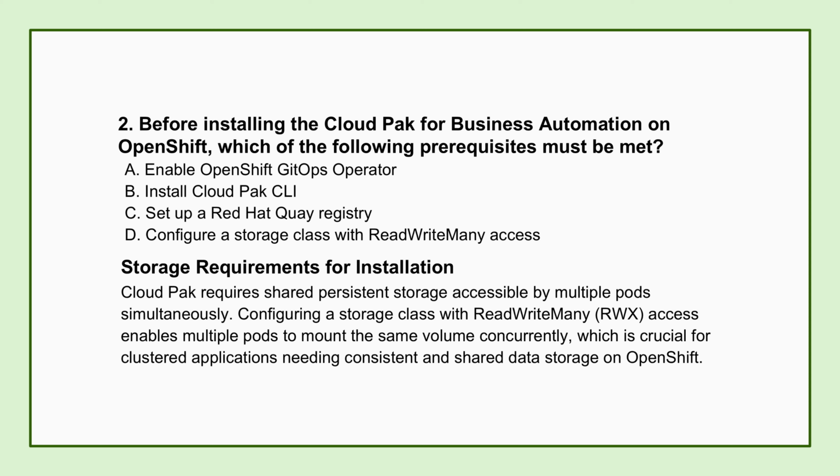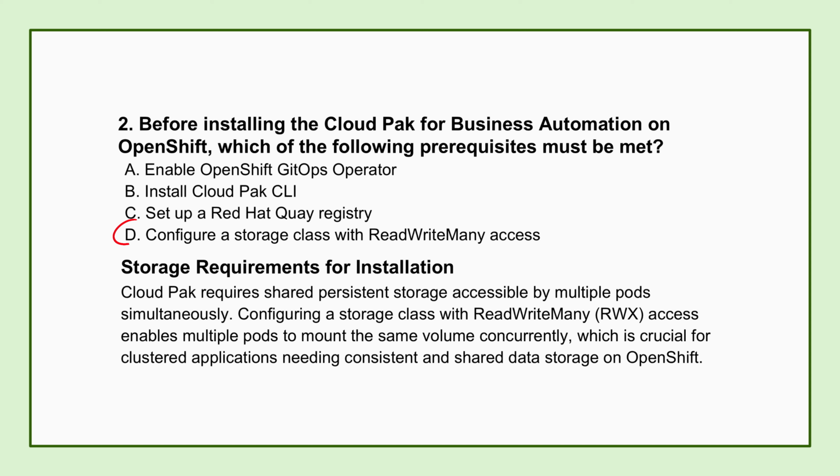Oh, yeah. This raises a really important question about foundational infrastructure, something teams can easily overlook. You absolutely, positively must configure a storage class with read-write-many access. RWX access. RWX. It's non-negotiable. Without it, certain components simply won't be able to share persistent volumes across multiple pods. Think of it like this, right? If you have multiple people trying to edit the same shared document at the exact same time, but the file system only lets one person in at a time, it just won't work.